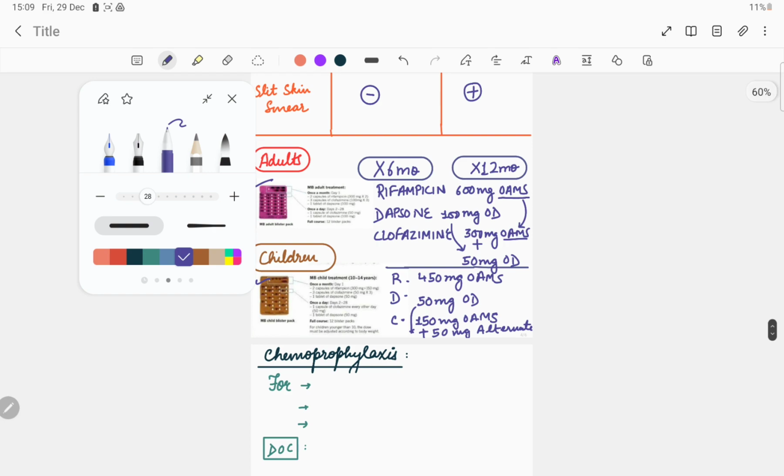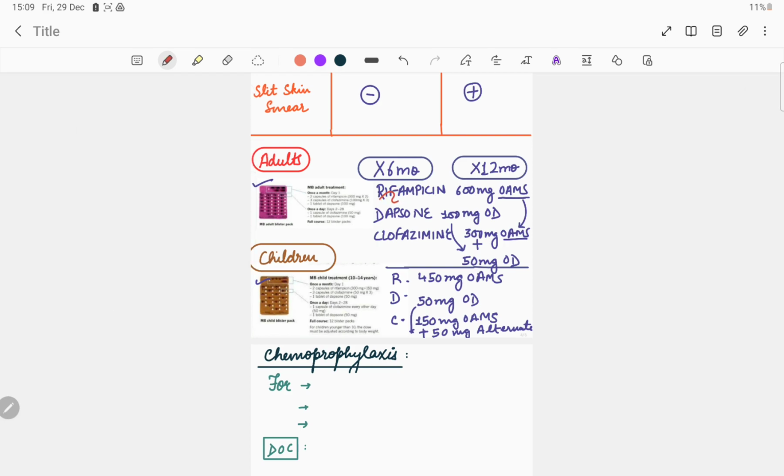Okay, so one thing is important here, that's side effects. So with rifampicin, why is it important? Because you need to counsel the patient that these things might occur during the course of the treatment, so these are completely normal, don't stop the treatment. Okay, so for rifampicin, it is reddish orange urine discoloration. For dapsone, it is agranulocytosis, so you need to monitor this continuously. And for clofazimine, it's ichthyosis and pigmentation. So these could be asked in the exam, and these are also important to counsel the patient.